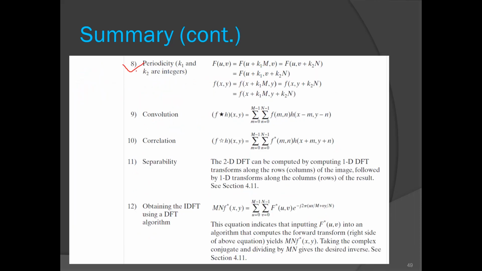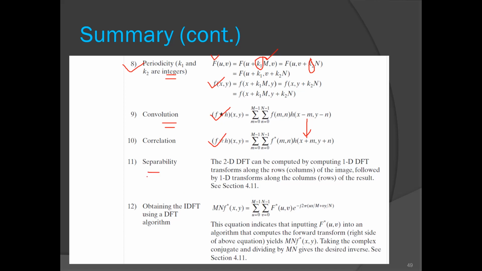We have seen the periodicity property. Here we have k1 into M, where k1 is an integer, so it repeats after M intervals. The general equation will be k1 into M and k2 into N, so the signal repeats after this much period, and our f(x,y) is also periodic. Then the convolution property is given by this one, and for correlation, we simply have a plus symbol here.